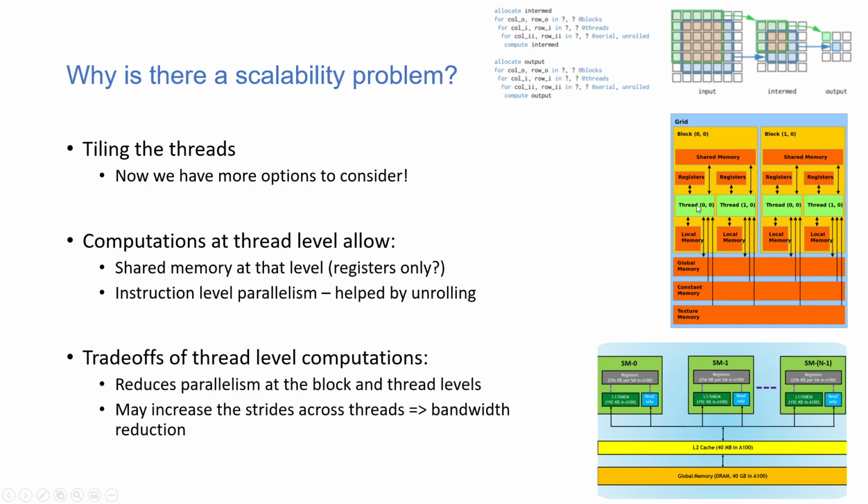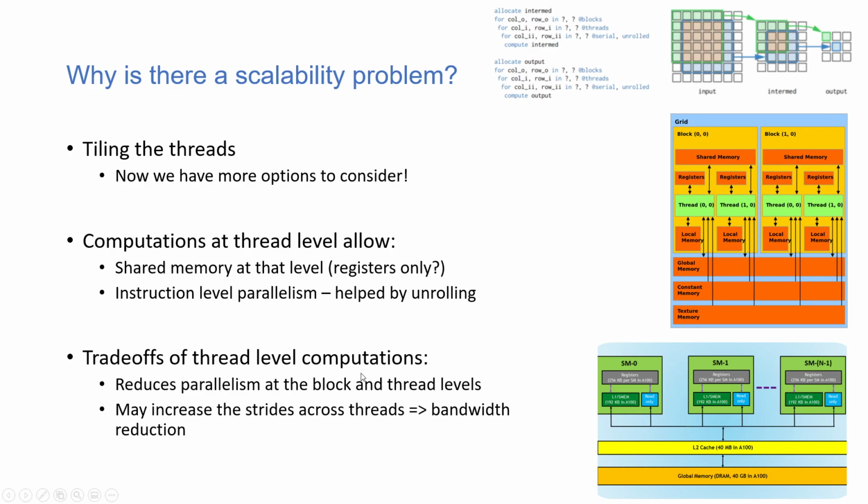At the thread level you can use registers, of course. In the cores, you can use local memory, but you can also use shared memory. So there are various options exposed at this level. And if the innermost tile is unrolled, then you can use things like instruction level parallelism, like SIMD and things like that.